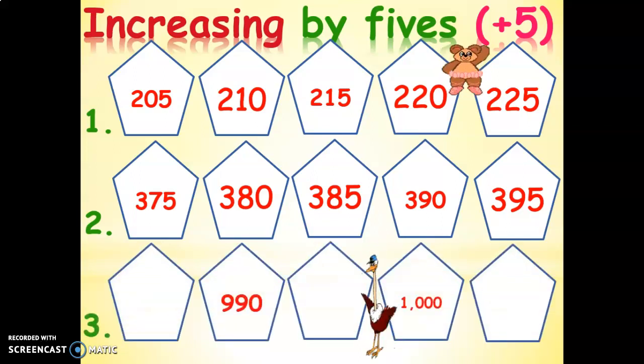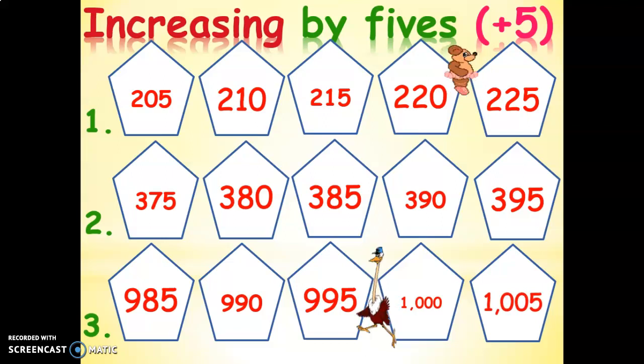Now for number 3. The first number is missing. So this means it should be less than 990. It should be 5 less than the first given number. This should be 985. If we do 5 plus 5, we will get 990. 5 more than this is 995. 5 more will be 1000. And 5 more than this is now 1005.